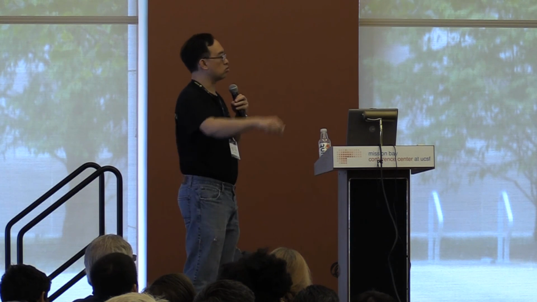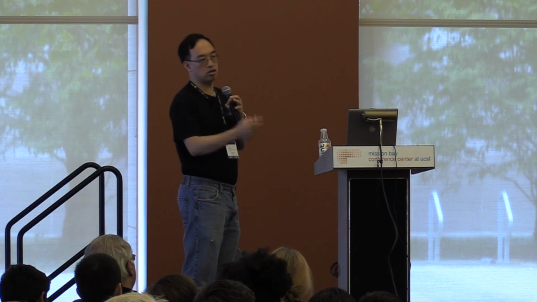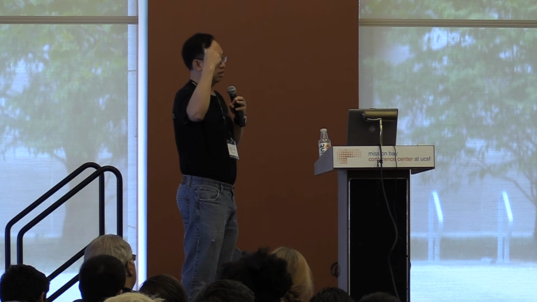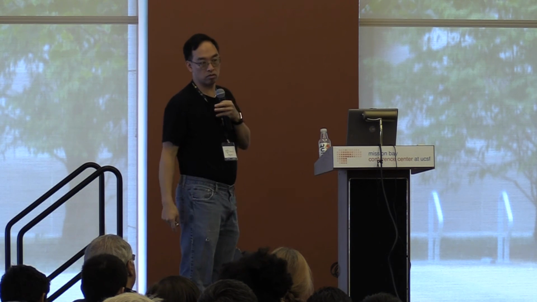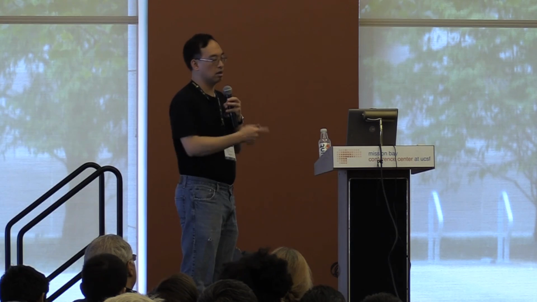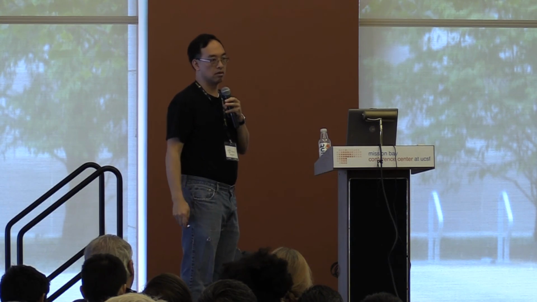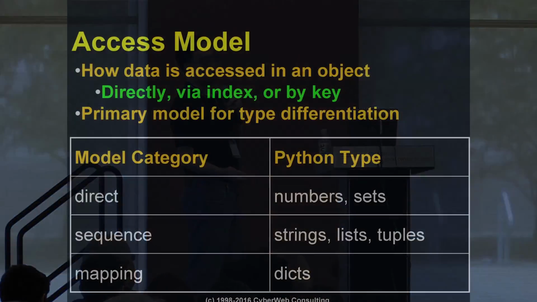I mean, you can try it. If you have a list and you try to change an element in it, you do list, bracket, something, it works, right? But if you take a tuple and try to do that, it'll say this object doesn't support assignment, right? So that's how you tell the difference between mutable and immutable.